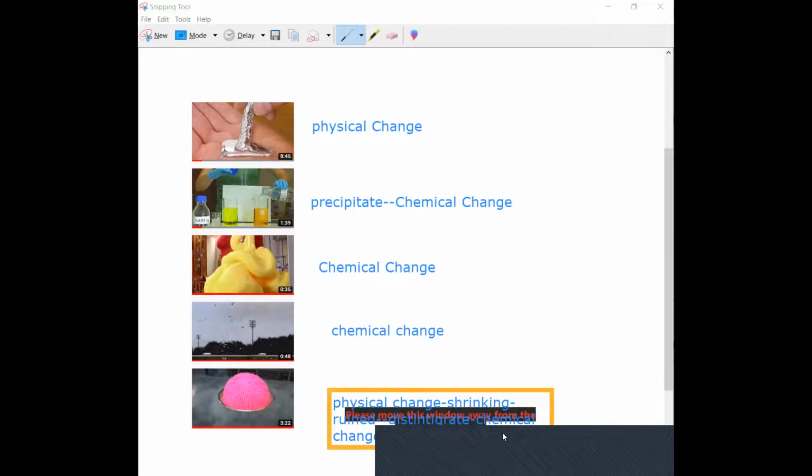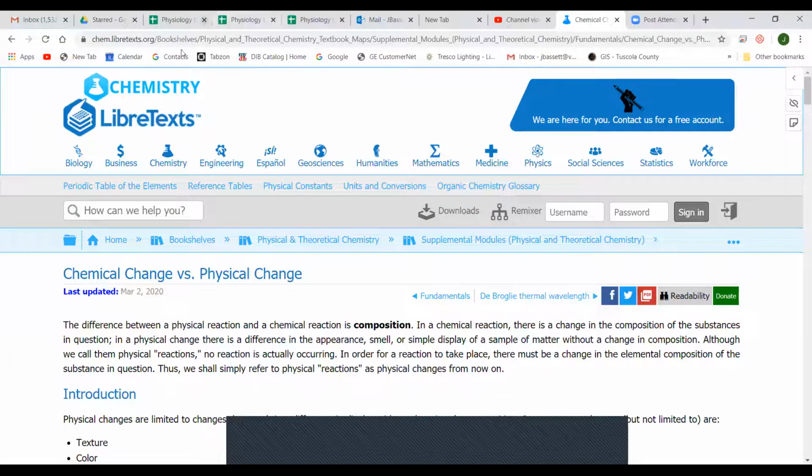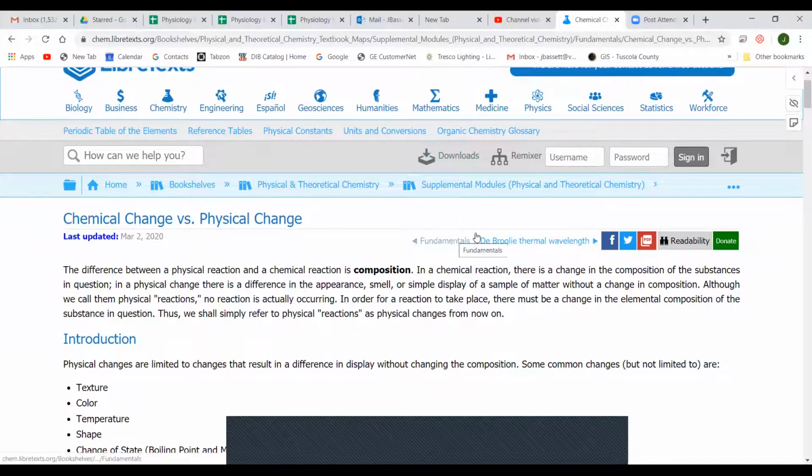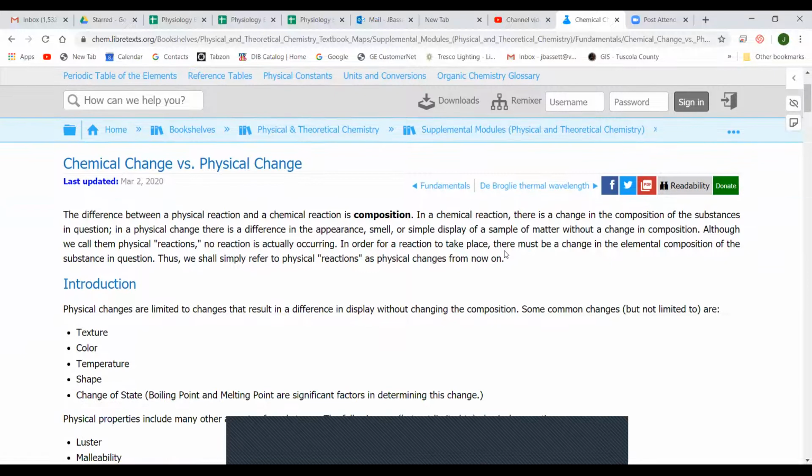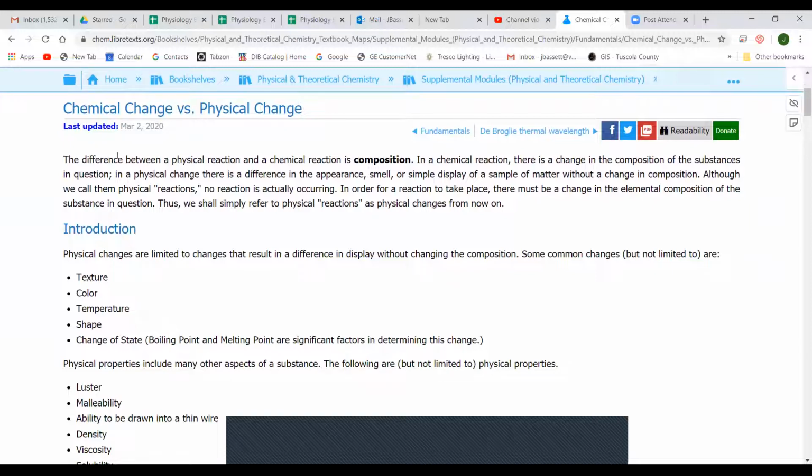Okay, so here's another one. We're going to go to another, which I kind of thought was cool. I wanted to show you, so notice this says chemistry up here because chemistry is the study of matter, and you'll be able to actually take this class in high school. I really like this because it's talking about the difference between a physical change and a chemical change: composition. In a chemical reaction, there is a change in the composition of the substances. In a physical change, there's a difference in the appearance, the smell, or the display of the sample of matter without a change in the composition.